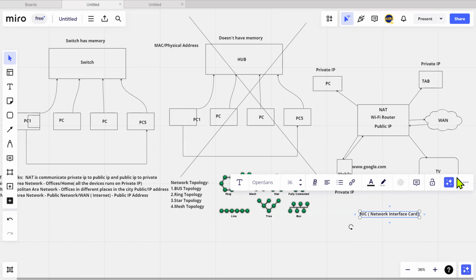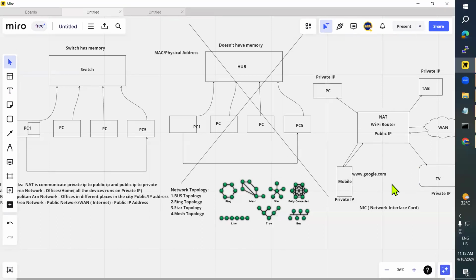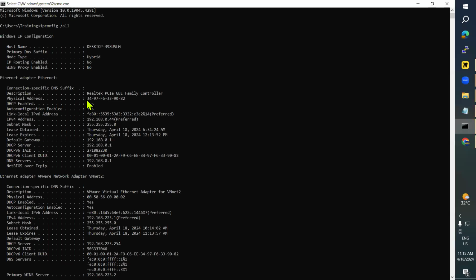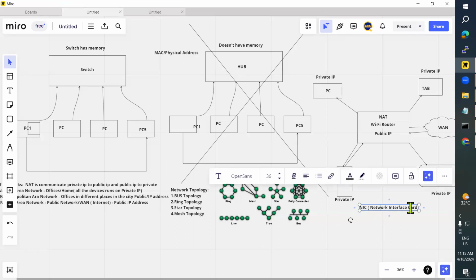It is also known as LAN card or Ethernet card. We can also call it a LAN card or Ethernet card, network interface card or network interface controller. There are many names. See, an Ethernet card has a unique 48-bit address. What is that address? This is the MAC address. This is a very unique address. Nowhere will you find the same address on any computer, like our IMEI number.